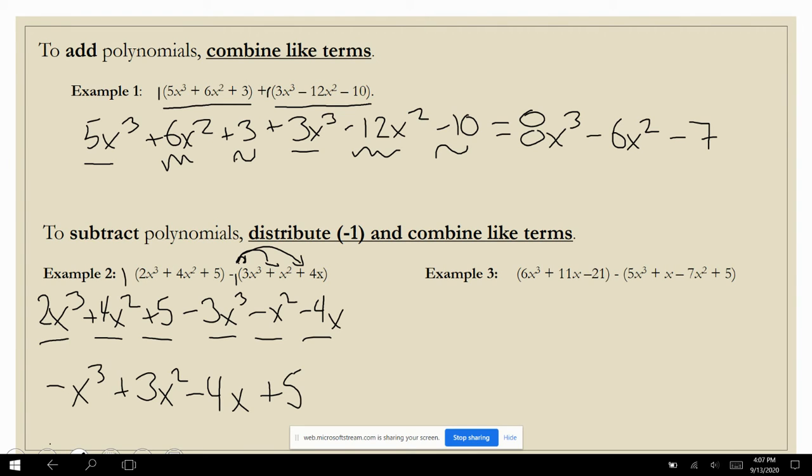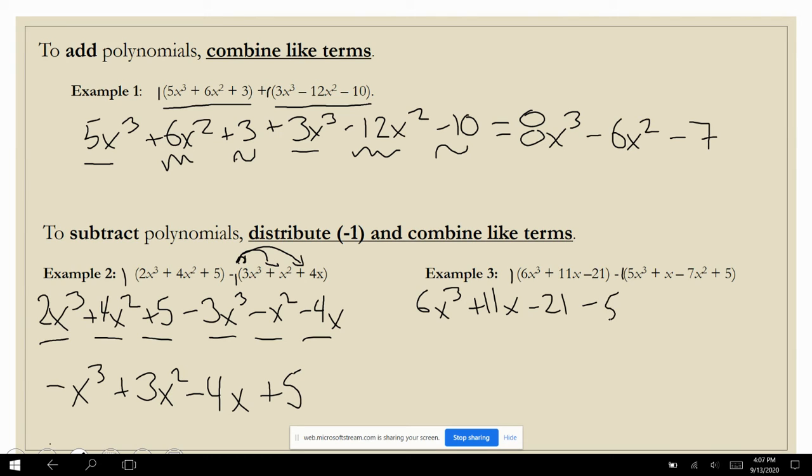Let's do another example. Okay, so we have 6x cubed plus 11x minus 21 minus 5x cubed plus x minus 7x squared plus 5. So that first thing we need to do is rewrite by distributing the negative 1 and then really the positive 1 that's out in front of this first expression. So we have 6x cubed plus 11x minus 21. It's positive, nothing changes about that first one. But in our second, we do need to distribute that negative.